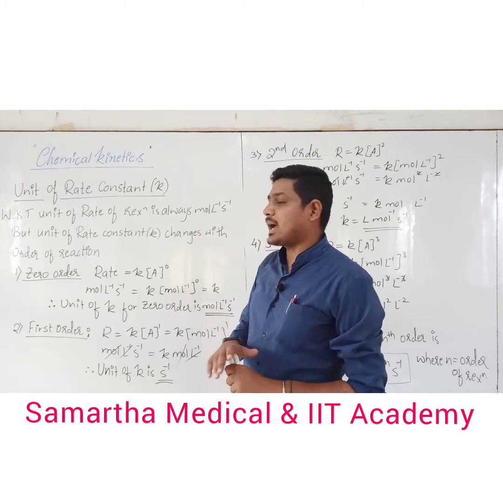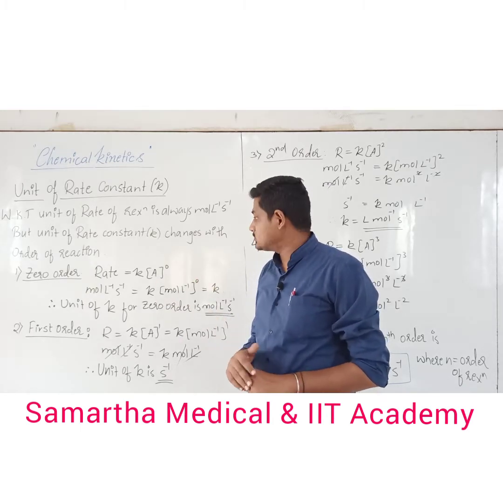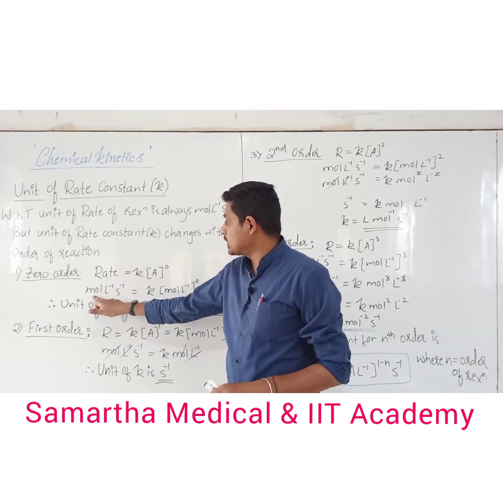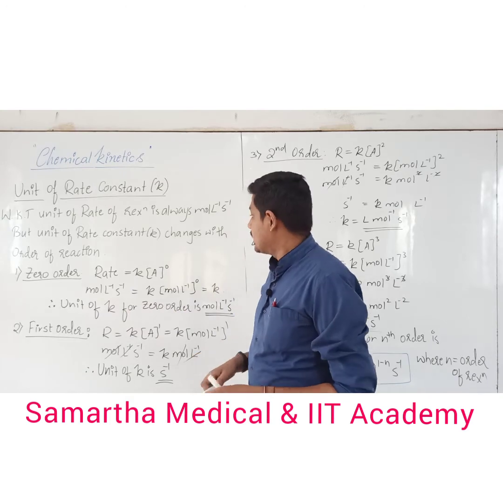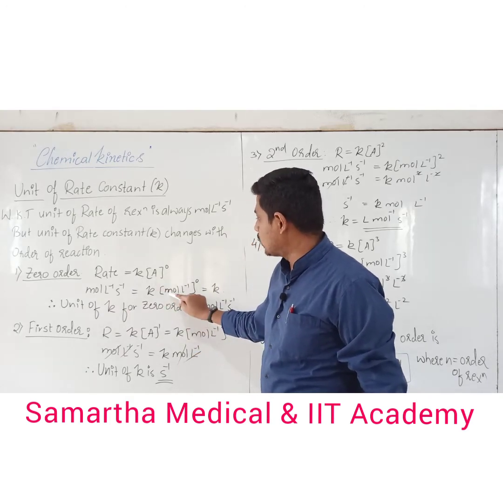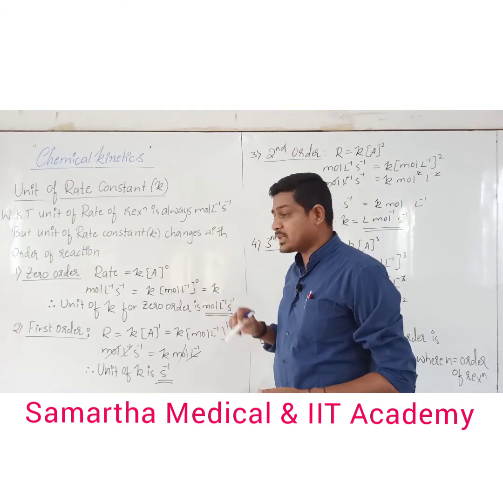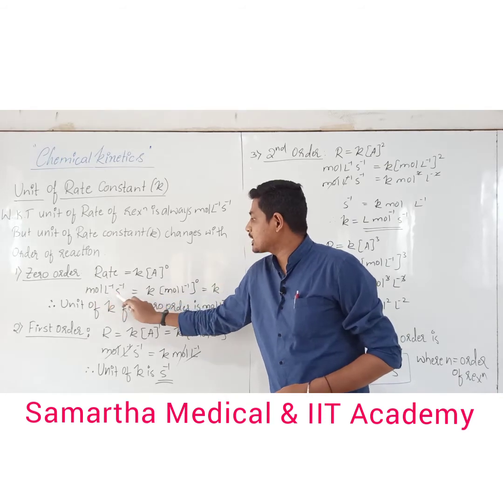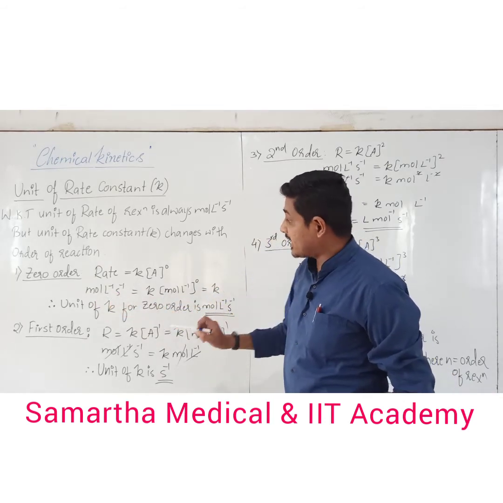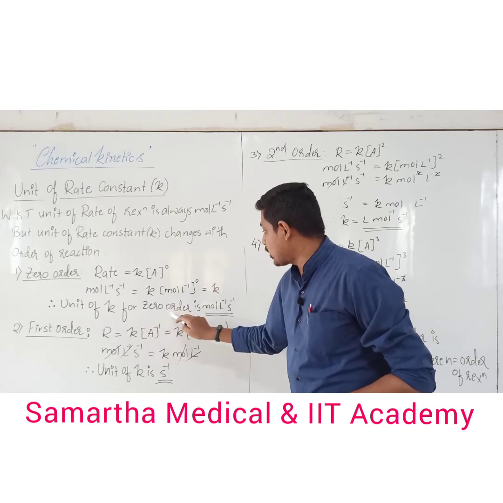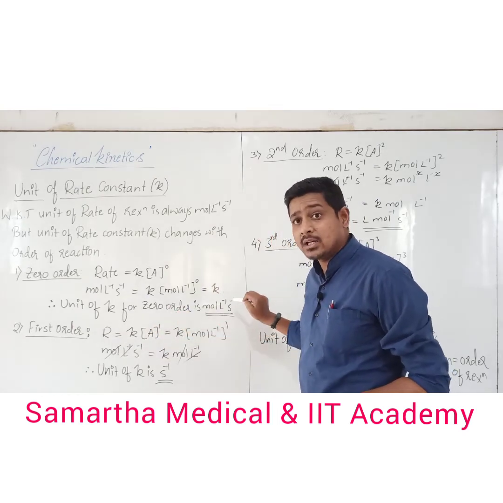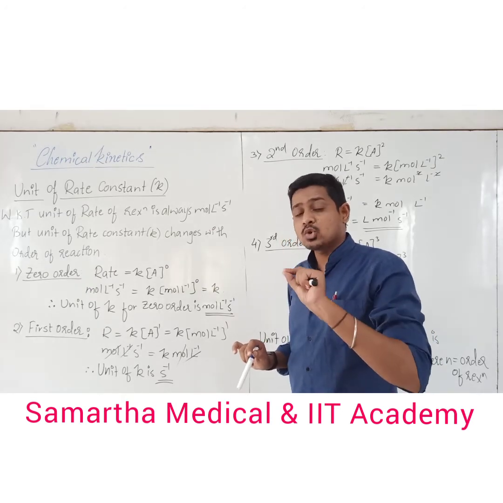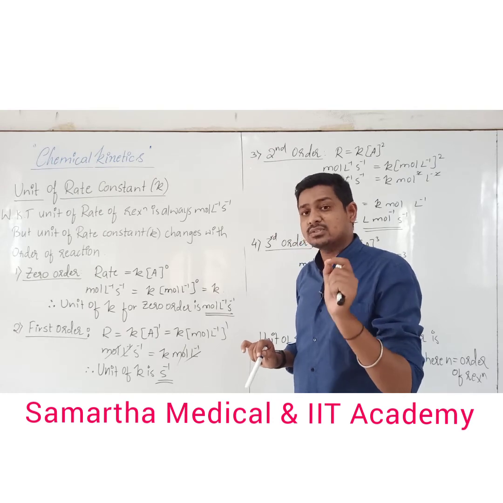See, for the zero order reaction, how we will write the rate equation? Like this. Okay, now what is the unit of rate? We know that moles per liter per second. Then what is the unit of concentration here? It is moles per liter. Then what is the power? Power is 0. So when you multiply this, you will get 1. So moles per liter per second is equal to K. So therefore the unit of rate constant for a zero order reaction is how much? Moles per liter per second. I hope now you know how to calculate the unit of the rate constant.